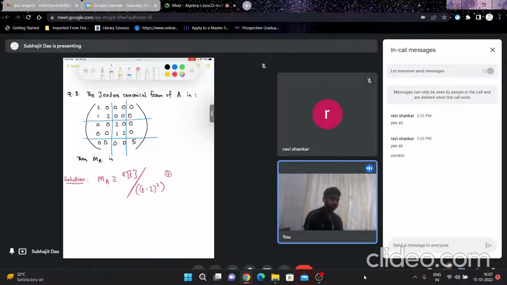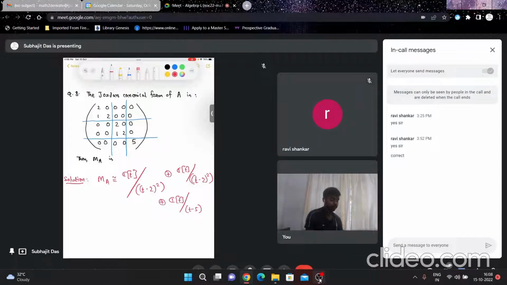Direct sum, again you have a Jordan block of size 2 corresponding to the eigenvalue 2. So this direct sum C[t] modulo the ideal generated by (t minus 2) square. And finally you have a Jordan block corresponding to the eigenvalue 5, a 1 cross 1 Jordan block. That means the power of (t minus 5) should be 1. So just the ideal generated by (t minus 5), and this is your M_A. It's as simple as that.